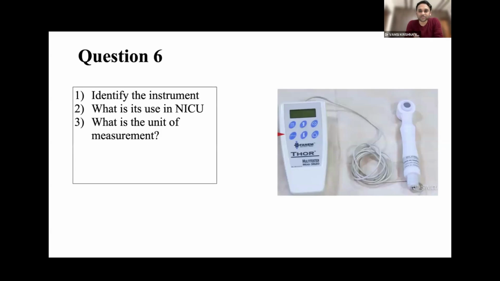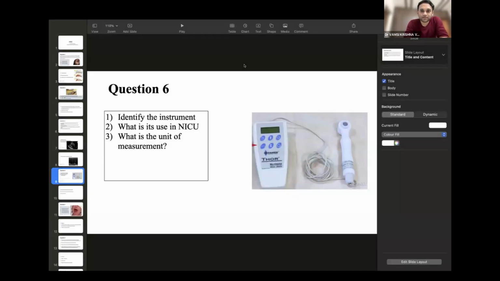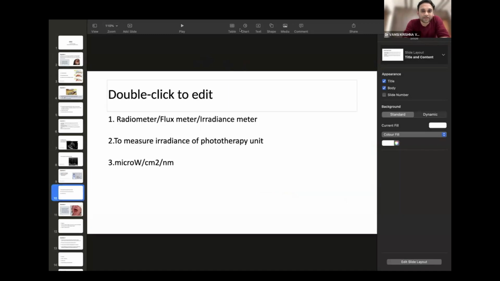So can anyone identify the instrument that has been shown in the figure? Oh, I can see the chat, I think. Yeah, it's rightly said, it is a flux meter. It's needed for measuring the irradiance of the phototherapy unit, and the measurement is in microwatt per centimeter square per nanometer.